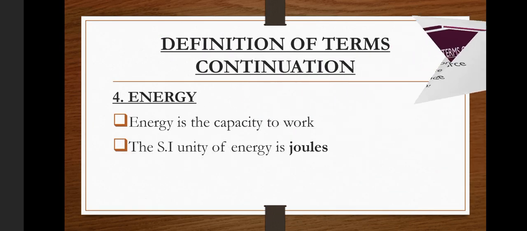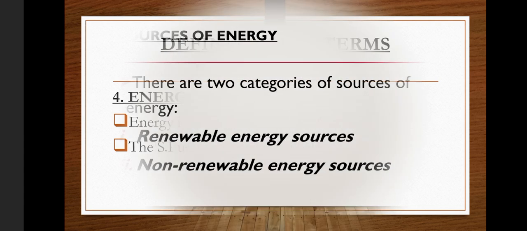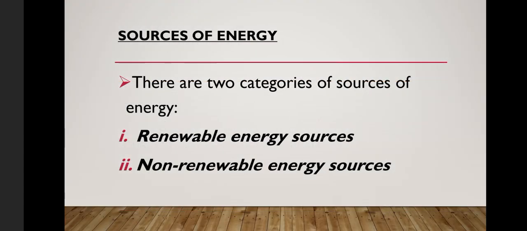The fourth term that I want us to discuss today, learners, is the term energy. Energy is normally defined as the capacity to do work. Normally, the SI unit of energy is the joule. This energy that we are talking about, we normally get it from somewhere. Those places from where we get energy, we call the energy sources. The energy sources have been grouped into two categories: renewable energy sources and non-renewable energy sources.